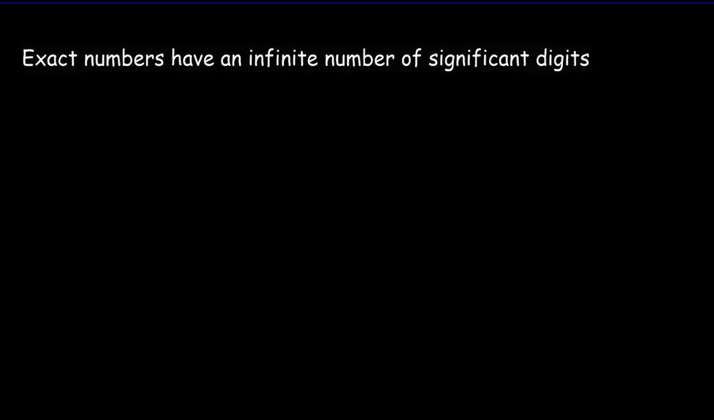And a little warning here, this is something that sometimes comes up. Exact numbers have an infinite number of significant digits. So for instance, in math class, you might have heard of the number pi, and it's 3.1415, and the digits just keep going and going on indefinitely.